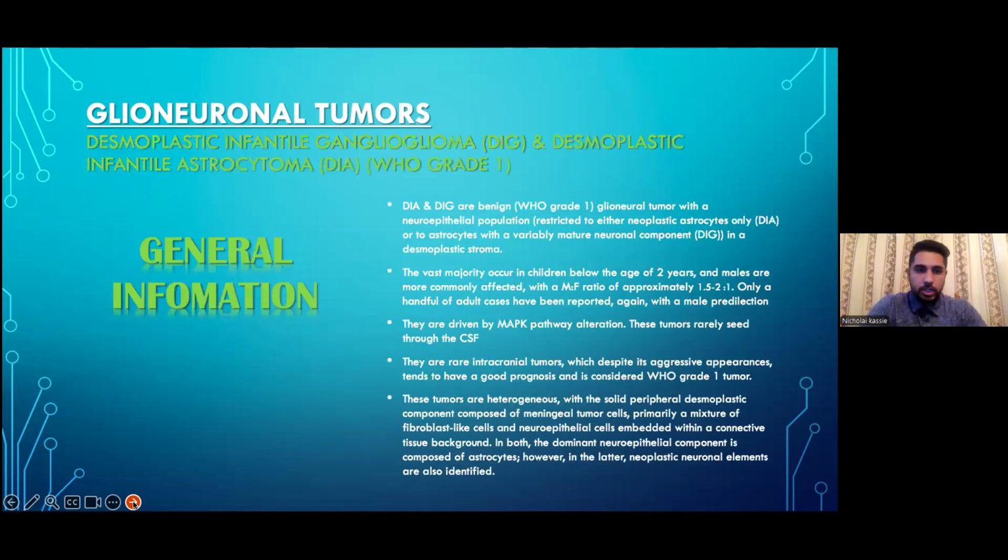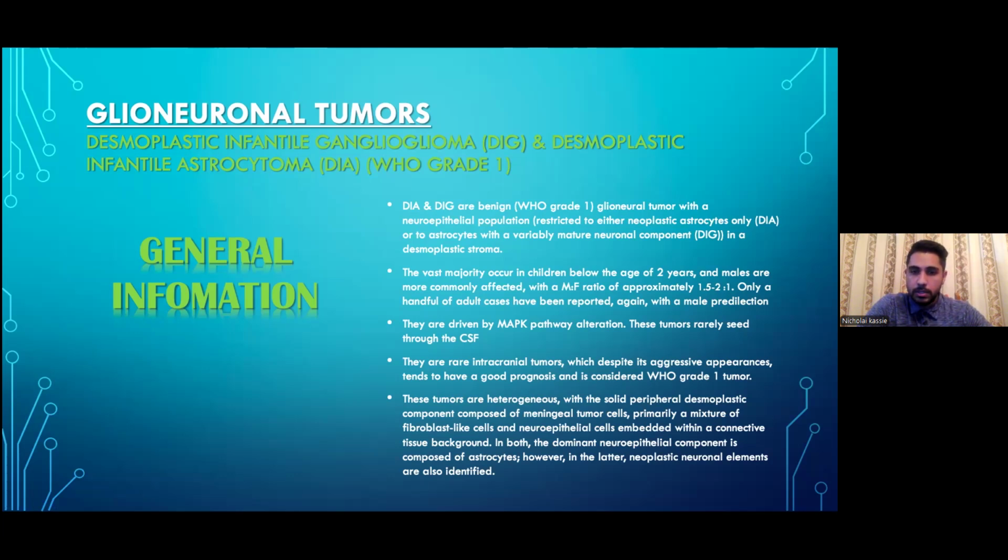Moving on to the next tumor, this will be desmoplastic infantile ganglioglioma, DIG, or desmoplastic infantile astrocytoma, DIA, both of which are grade 1 tumors. Both of them are benign, WHO grade 1 glioneuronal tumors with a neuroepithelial population, which is restricted to either neoplastic astrocytes only in the DIA or to astrocytes with variable mature neuronal components in the DIG, in a desmoplastic stroma.